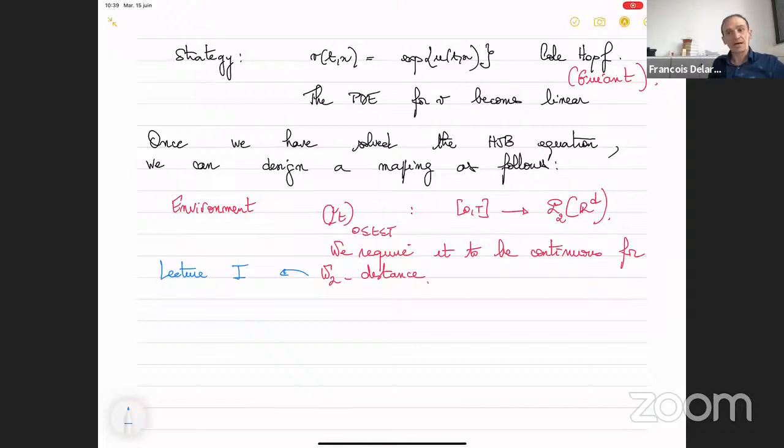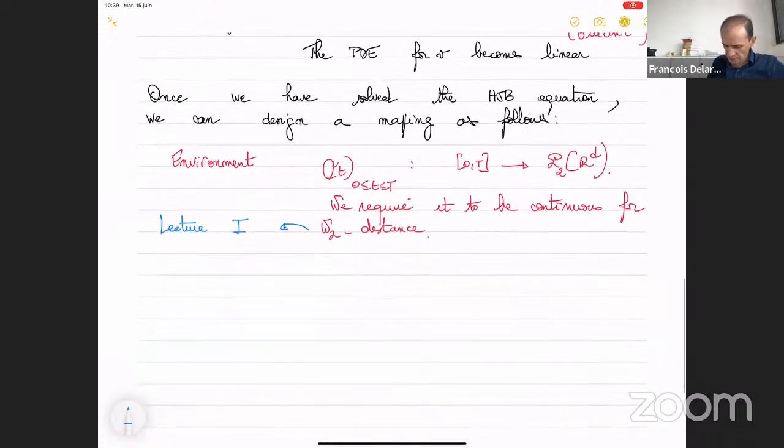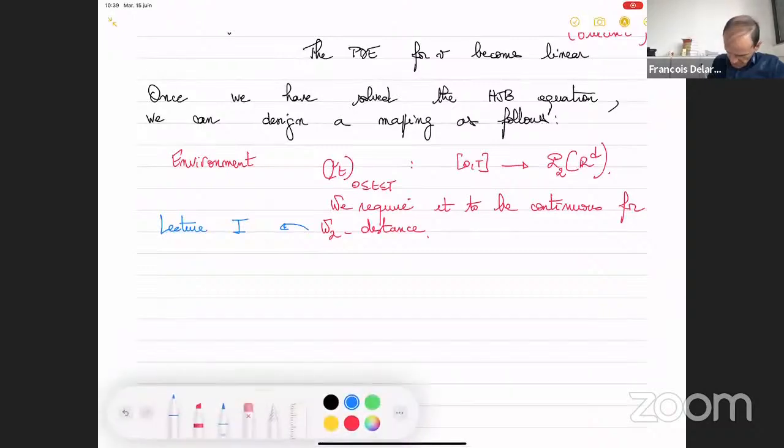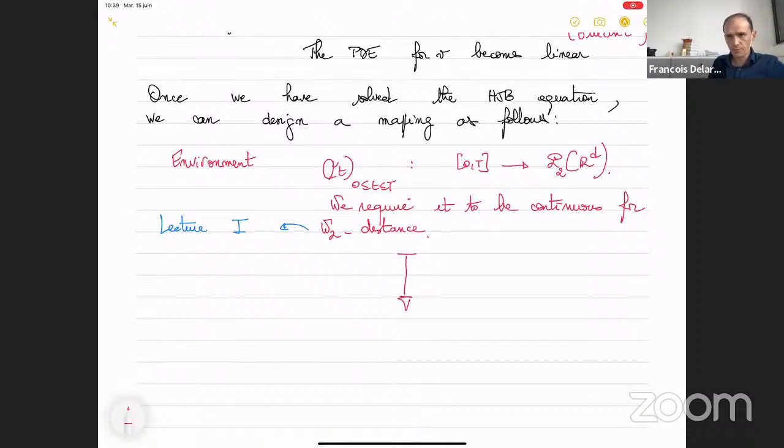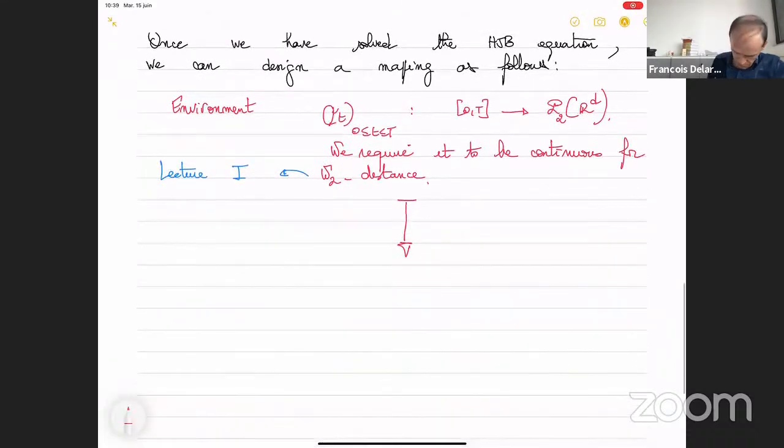Okay, but I'm going to explain to you next that this is absolutely well fitted to what we are going to do. And somehow in our setting, this continuity is almost for free. And now what do we do? Once you have this, you map this environment. So this is a big arrow mapping onto the solution to the HJB equation. And what is the solution of this HJB equation? This is exactly the guy that I denoted by mu.